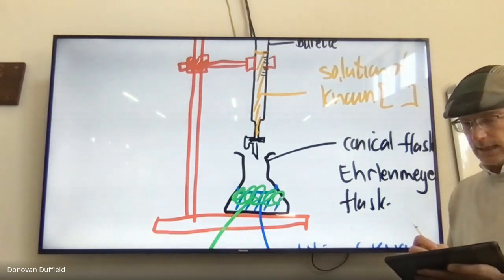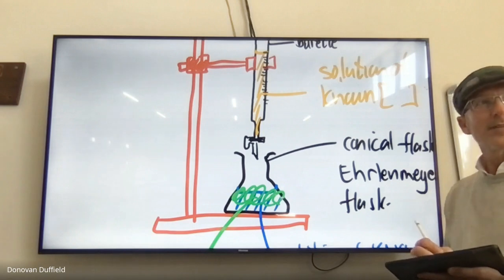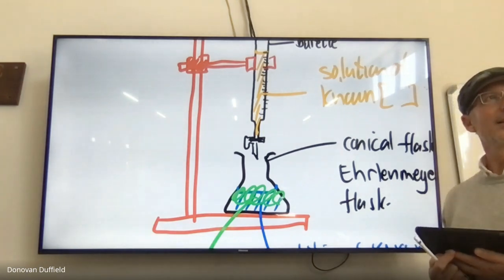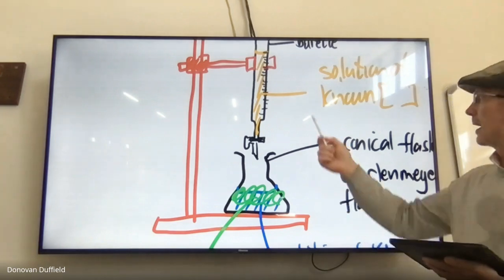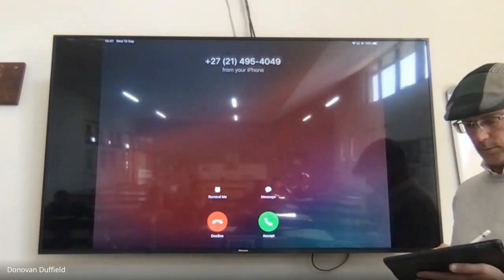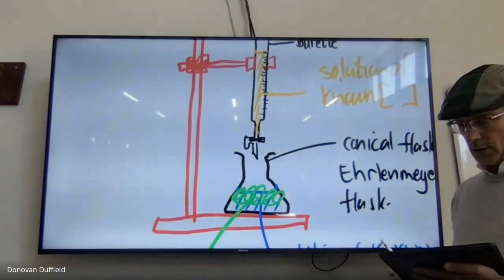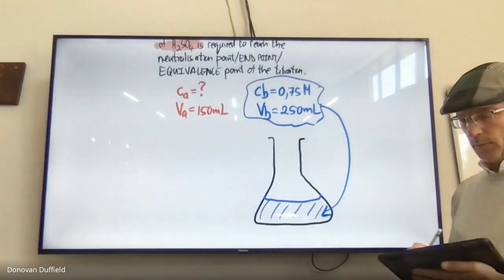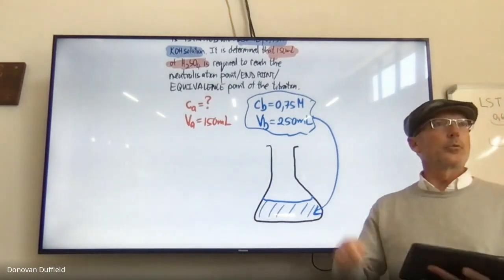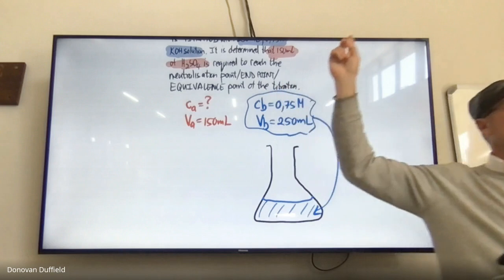And there's a technique that you use. I remember. What I just wanted to double check was that the base is being added to the acid. In this case, the acid is being added to the base. Apologies. Because in this case here, the base is known and the acid is unknown. You put the unknown in the burette.